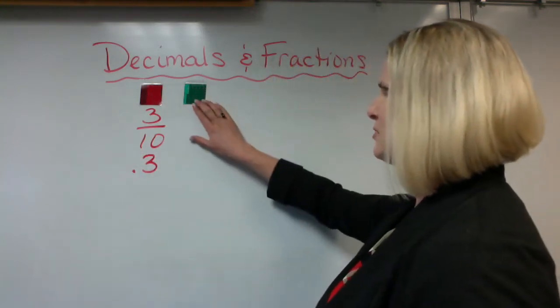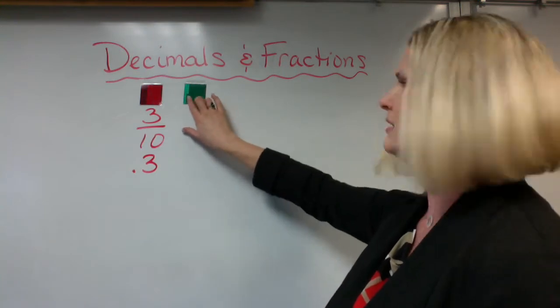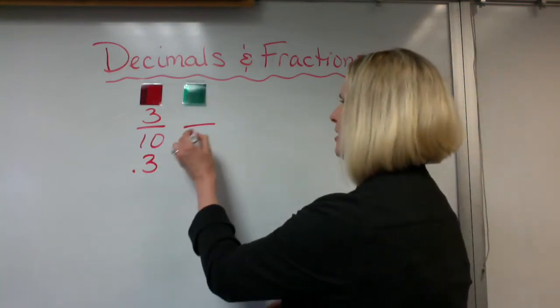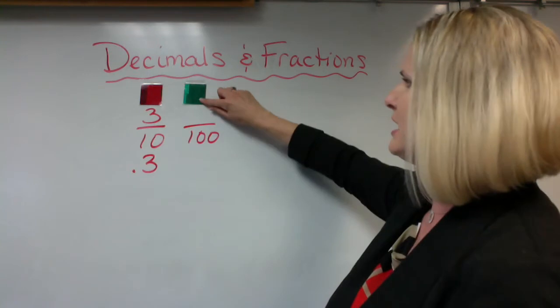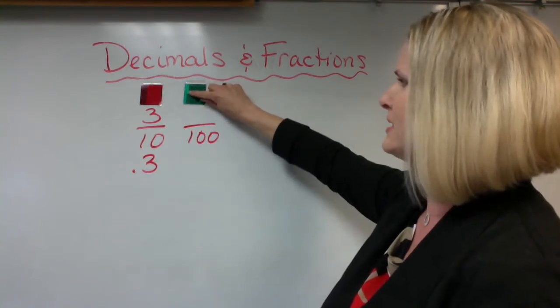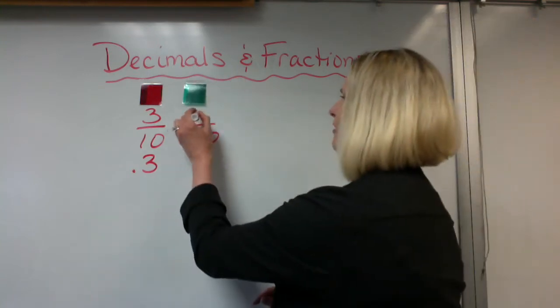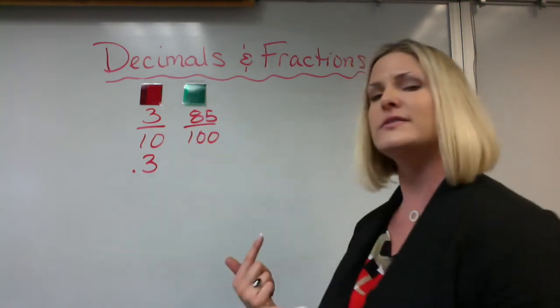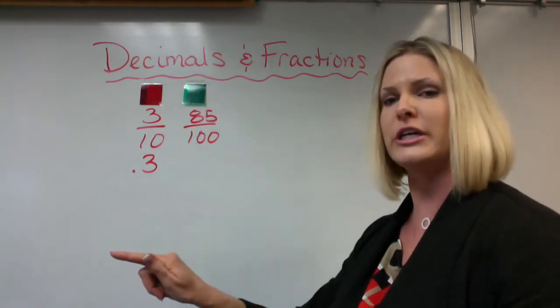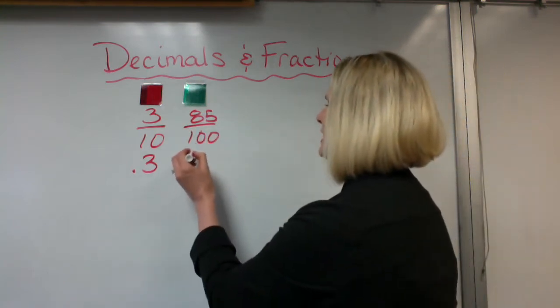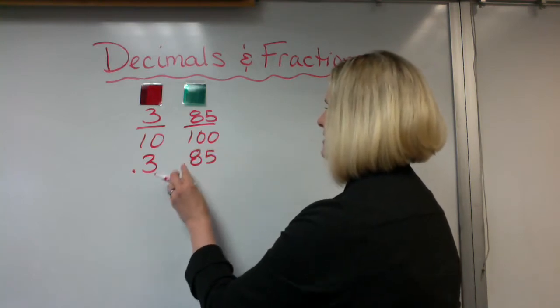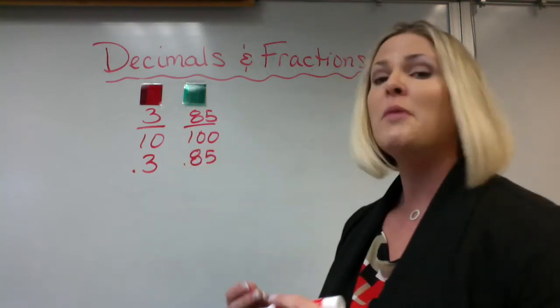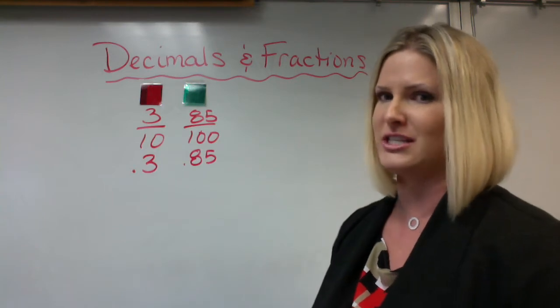Okay, let's look at this one. We've got the flat, and there's 100 squares in that, so it would be hundredths. And in it, if you remember, there's 8 full rods colored in, plus 5 more would be 85. So if we listen to ourselves say that, 85 hundredths, then that decimal would look just like that, 85 in the hundredths place.